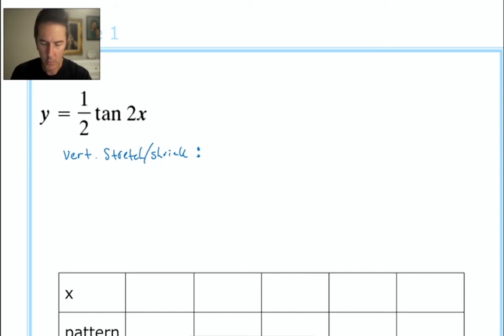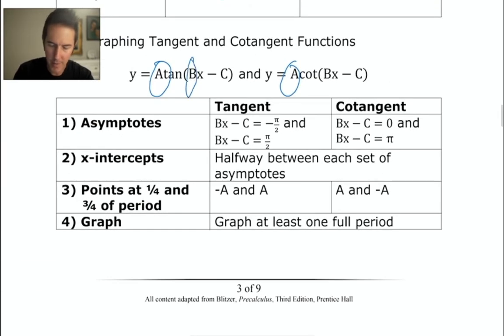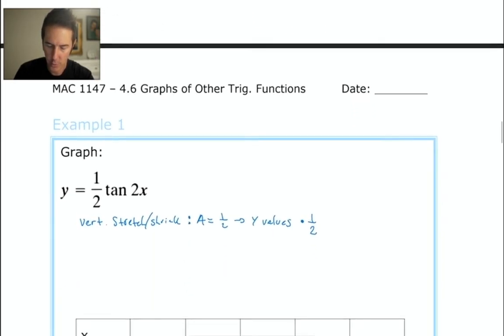And here, we do have that modifier. That's our a value, which here is equal to 1/2. And in order to have that impact our graph, we're going to take our y values and multiply them all by 1/2. And then inside of our tangent function, we have our b value that we're considering next. And that's what's going to cause the horizontal stretch or shrink.